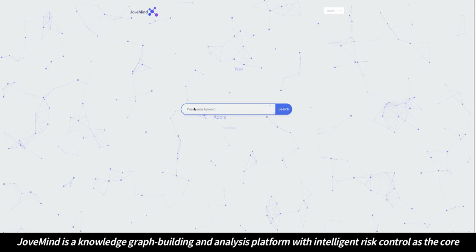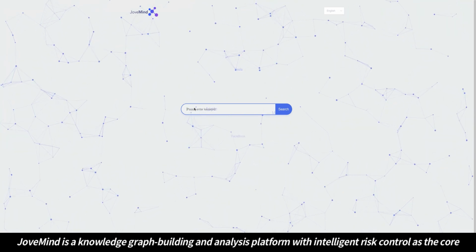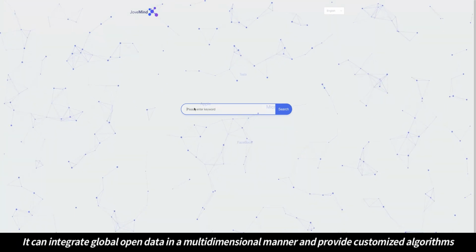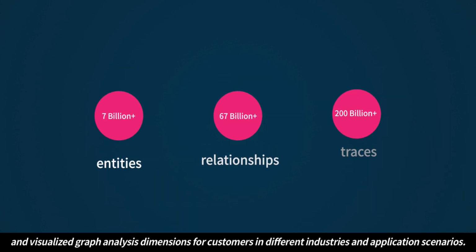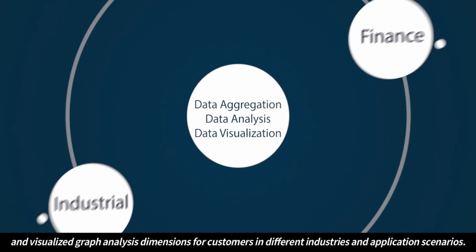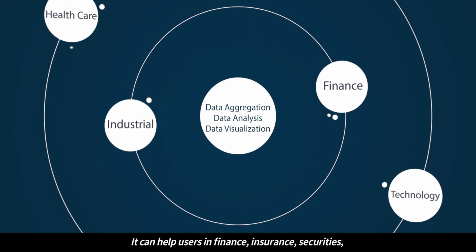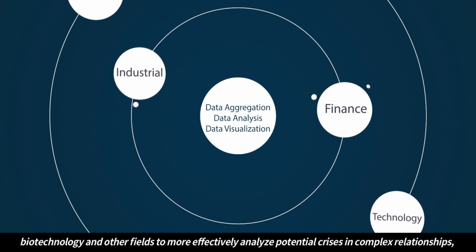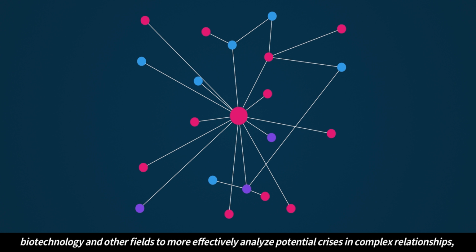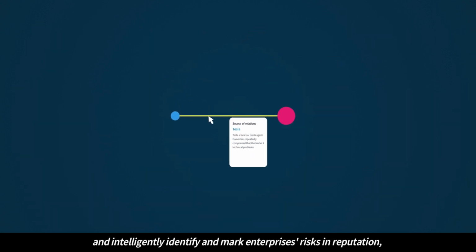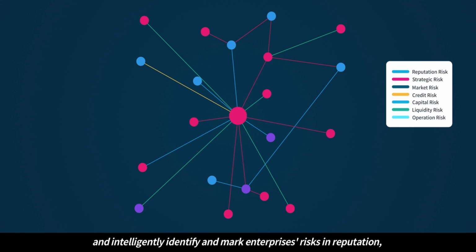JoveMind is a knowledge graph building and analysis platform with intelligent risk control as the core. It can integrate global open data in a multidimensional manner and provide customized algorithms and visualized graph analysis dimensions for customers in different industries and application scenarios. It can help users in finance, insurance, securities, biotechnology, and other fields to more effectively analyze potential crises in complex relationships and intelligently identify and mark enterprises' risks in reputation, credit, management, and other aspects.